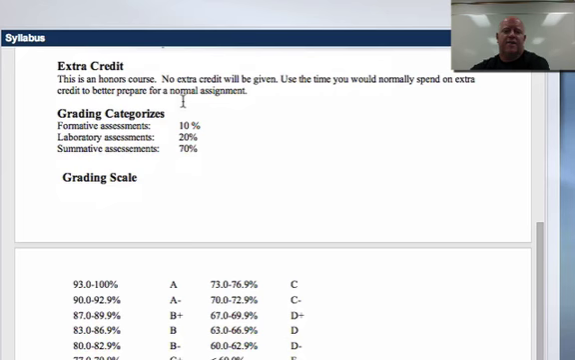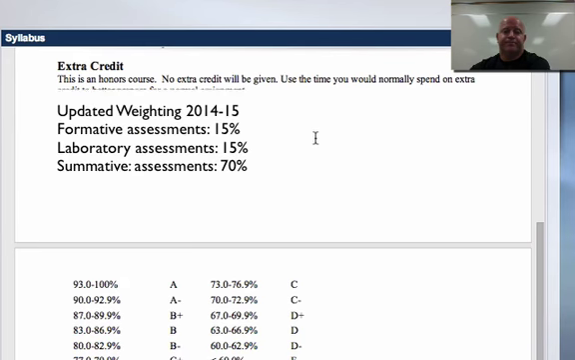My extra credit in this class, there is no extra credit. And I always tell my students, if you wanted to do extra credit, just spend more time on a normal assignment and get more points that way. So there is no option of that. It doesn't exist in my curriculum for any purpose or any reason. So there is just none.